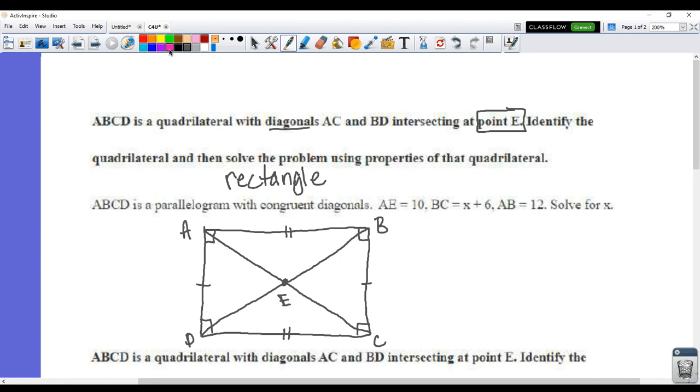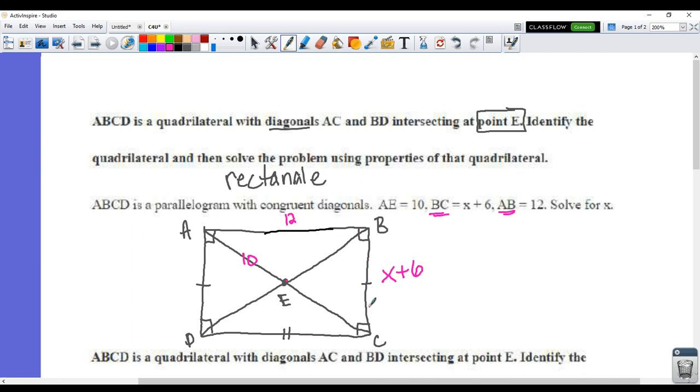Okay, so now we're told some lengths. We know that AE is 10, so this much is 10 from A to E. AB is x plus 6, something plus 6, and no, it's not, BC. BC is x plus 6. Whoops, I'm getting ahead of myself. BC is x plus 6, and AB is 12.